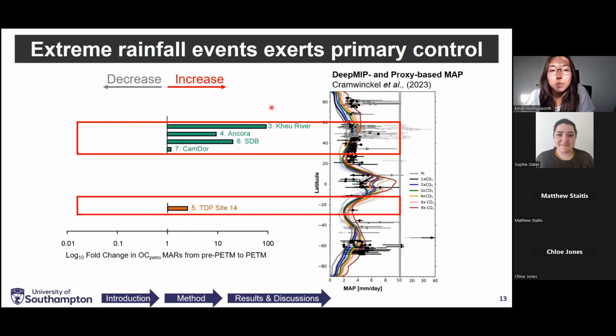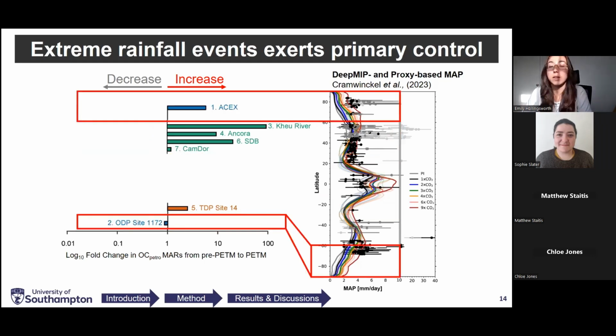So this is probably why we're seeing this increase at this latitude, because you've got this very extreme seasonality in the hydrological cycle. Whereas in the high latitudes, you've got overall wetter conditions, but less evidence of storm events. So this is probably why there's not a big shift in the biomarkers or much change that we see there.